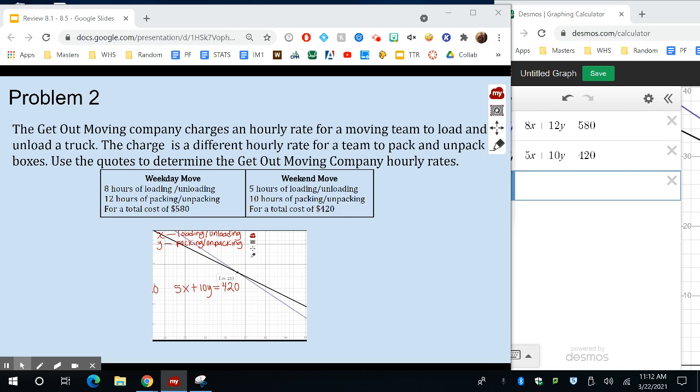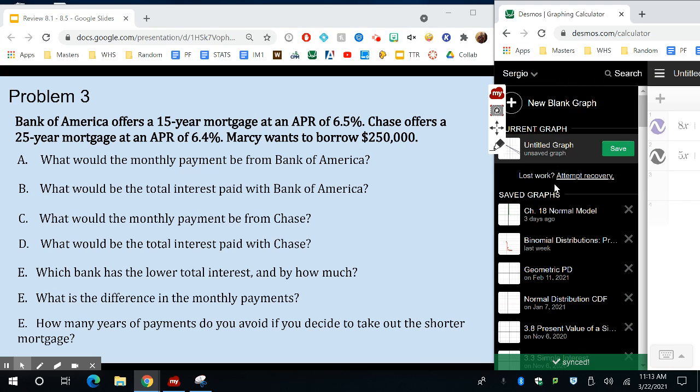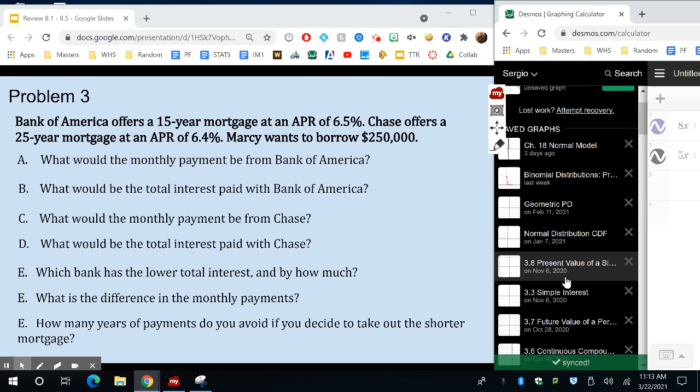Okay, so let's go to the next example. Now, on this one, we have Bank of America offers a 15-year mortgage at an APR of 6.5%. Chase offers a 25-year mortgage at an APR of 6.4%. Marcy wants to borrow $250,000. Okay, so we're gonna compare these, and the first question says, what would the monthly payment be from Bank of America? Okay, so to answer that question, I have to open up my monthly payment formula.